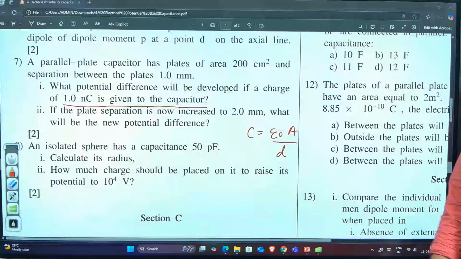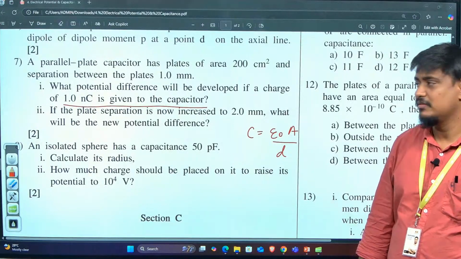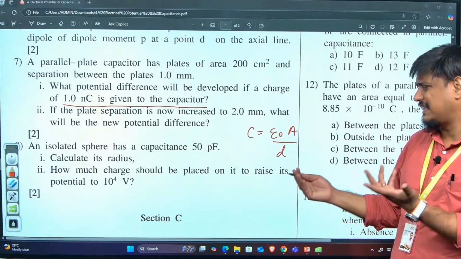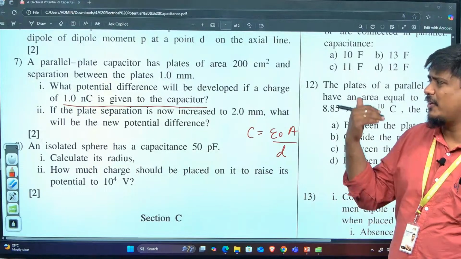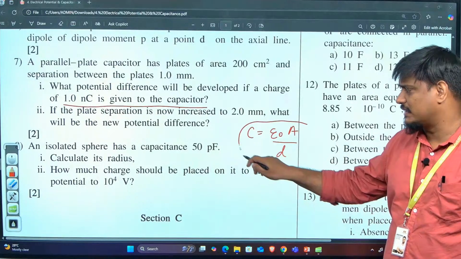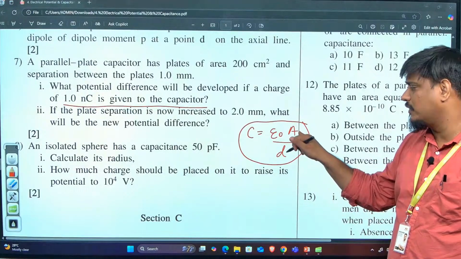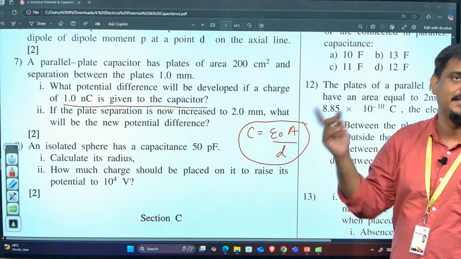Are you aware about this? Sir, the last topic you taught in that chapter, right, sir? Exactly, not last, I taught it in the middle itself, and the last topic I taught was about the dielectric slab inside the capacitor. But yes, this formula is there. C is equal to epsilon naught A by D, where A is the area of the plates and D is the separation between the plates.